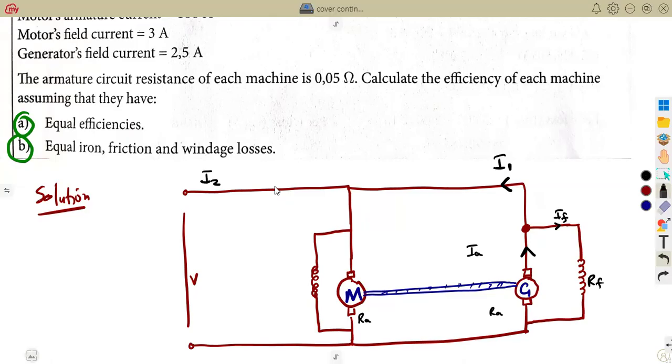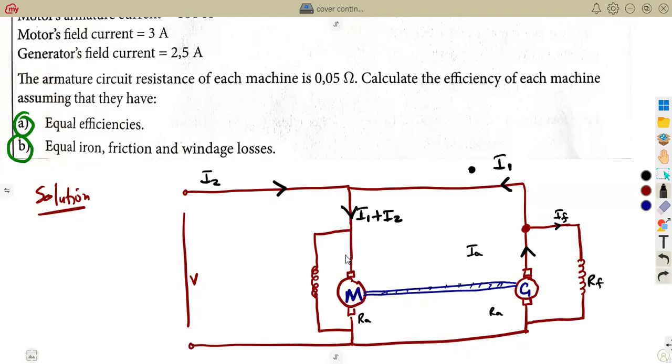As we can see, I1 and I2 are flowing in the same direction. These two currents will enter at this point. Remember your Kirchhoff's laws. This current is going this side, this one is going this side, so both are entering here. Definitely we are going to have the sum of these two, I1 plus I2, which is the motor's load current, just like the generator's load current. I1 plus I2 is the motor's load current.